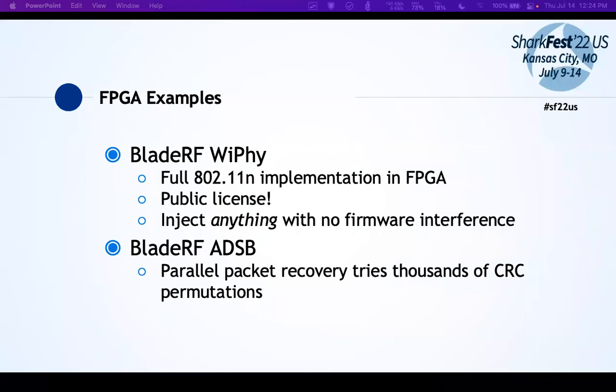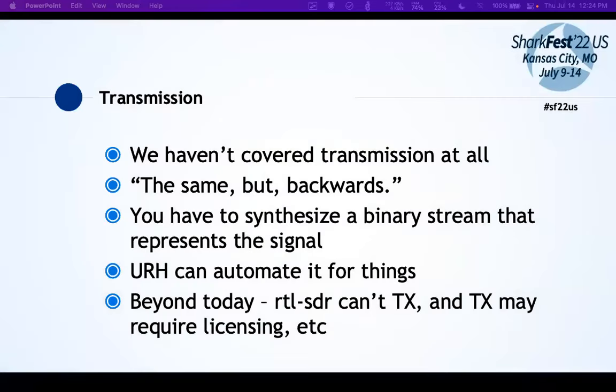They also have an ADSB implementation that can, in parallel, try thousands of bit flips to fix a corrupted packet. We also didn't cover transmission at all because, again, probably illegal. It's the same, just do it the other way. You basically have to take the waveform you want and create a binary stream from it, instead of creating a binary stream from the waveform.